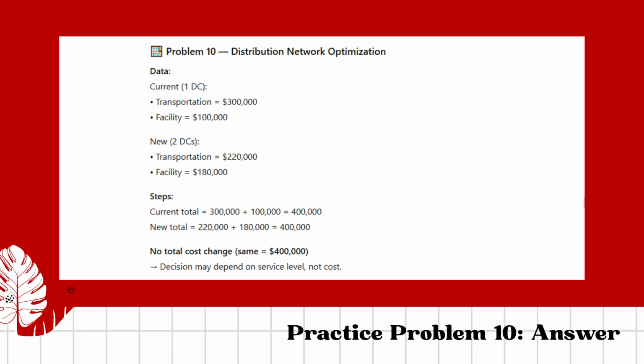Explanation. Problem 10. Here we compare the total cost before and after the change. Currently, transportation plus facility cost equals $400,000. With a second distribution center, transportation goes down, but facility cost goes up, still totaling about $400,000. So, from a cost perspective, there's no financial gain. However, the decision might still make sense if the second center improves service levels, delivery speed, or risk resilience.